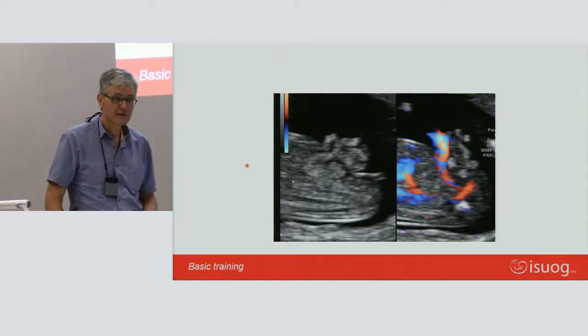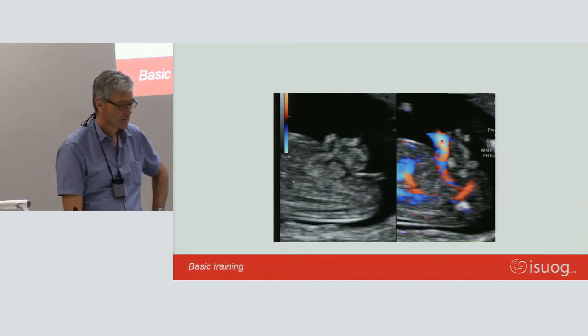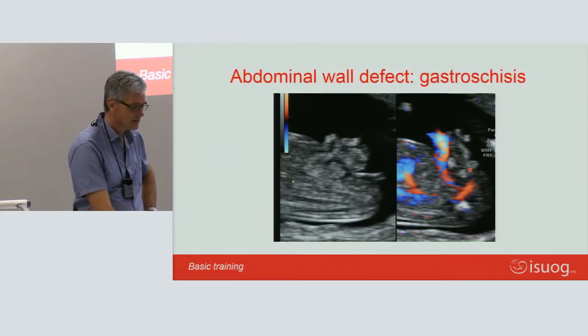And this now is its twin or cousin, which is, again, you see the umbilical cord which sort of runs to the side of this little cauliflower-like mass. Yeah, so gastroschisis, exactly right.